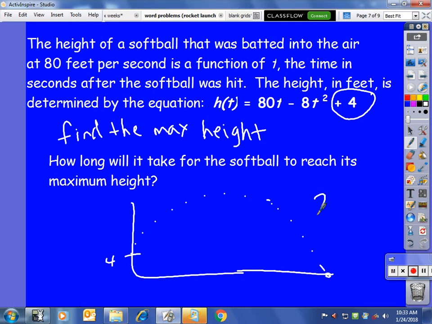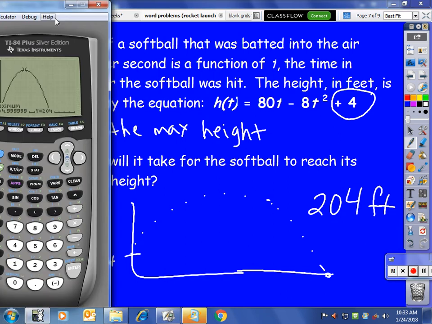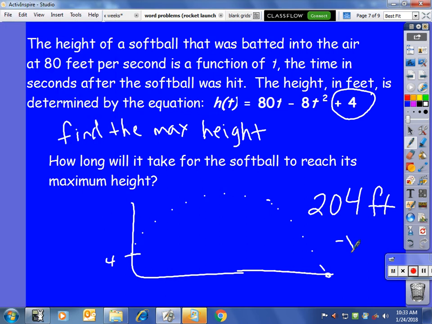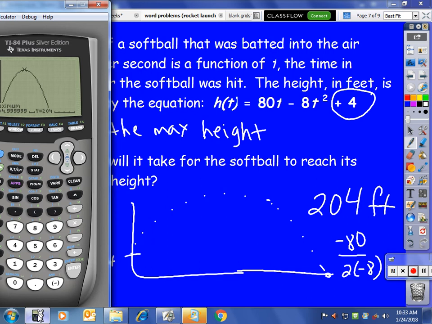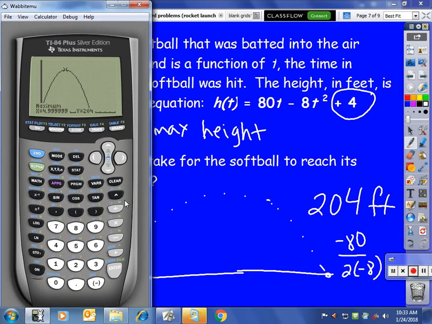I thought you find the x and then you do table set or whatever. You can do that. But 5 is what? 5 is the time. If you did it the other way, you would do opposite of b divided by 2 times a. That's -80 divided by -16, which is 5. Then look at your table of values.